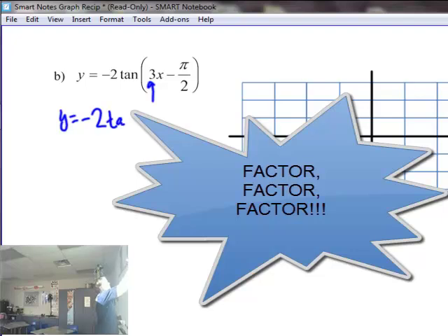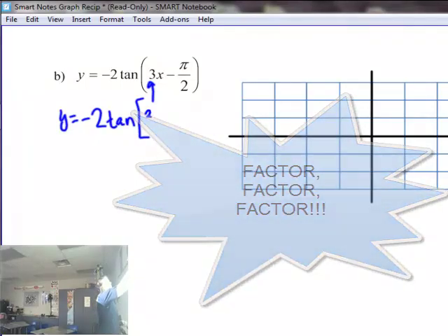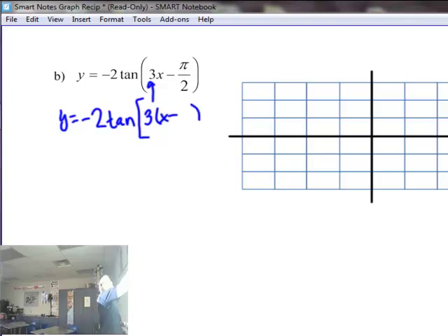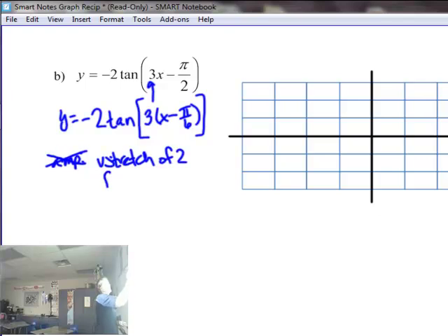We're going to have negative 2 tangent of 3 times x minus, I need to multiply 3 by something, but end up with pi over 2 at the end. Well, how about if I do a pi over 6? Because 3 times a pi over 6 would make a pi over 2. Okay, we are ready for amplitude. There isn't any amplitude. No amplitude. But there is a vertical stretch of 2. And this time we're going to flip it over the x-axis.